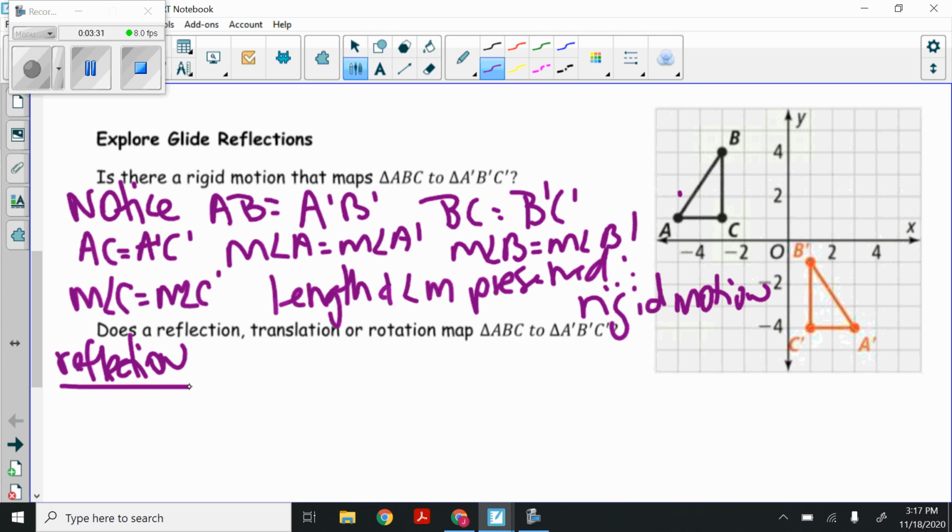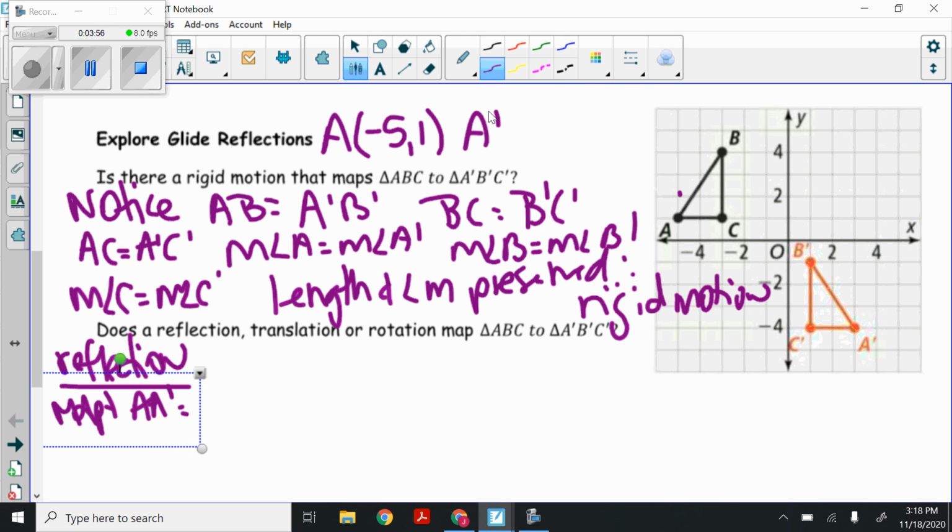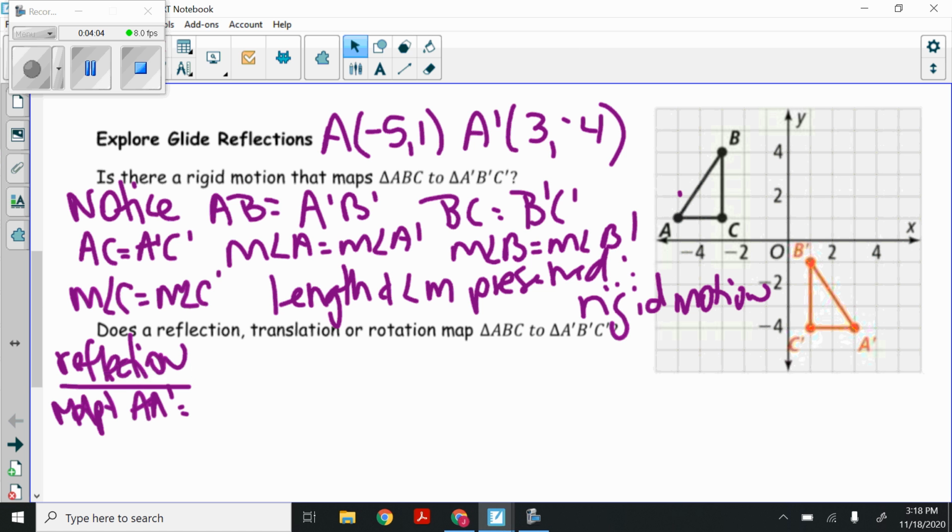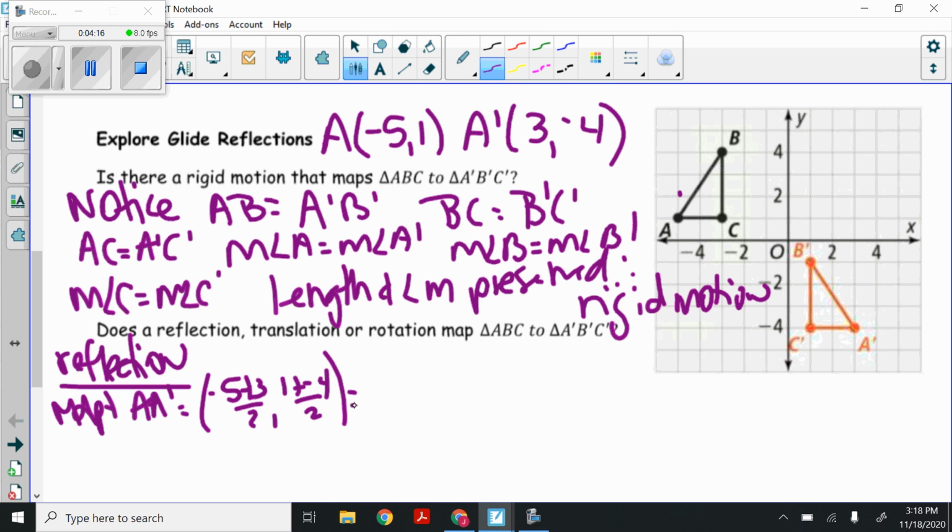If I'm checking for a reflection, remember that I would have to find the midpoint between A and A prime. So I'm going to look at the midpoint of A and A prime. So let's list our coordinates. A is at -5, 1. A prime is at 3, -4. So my midpoint, remember I add my x's together, so I would have -5 plus 3, cut in half, 1 plus -4, cut in half. So I get -2 cut in half and -3 cut in half. So my midpoint here is -1, comma, -3/2.